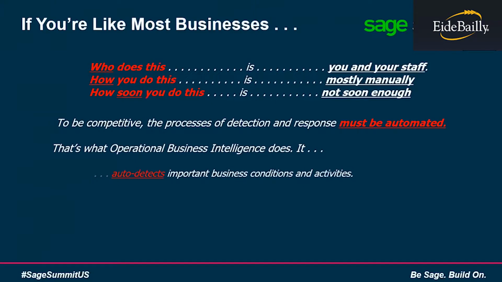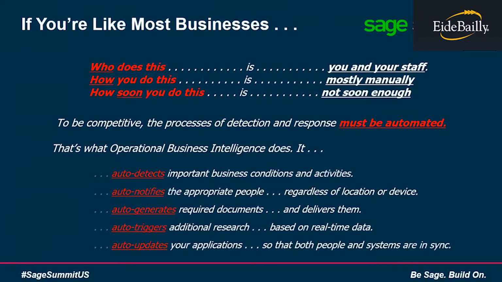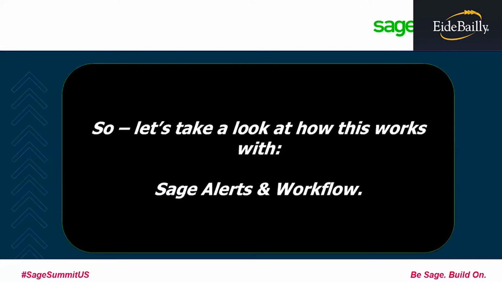It automatically detects critical business conditions and activities for your organization. It automatically notifies the appropriate people in real time via the appropriate device. It automatically generates the required documents and delivers them. It automatically triggers additional research, and it automatically updates your Sage ERP and other business applications so both your people and your systems are in sync with each other. So that's what we're talking about in terms of operational business intelligence and an underlying technology that can support it.